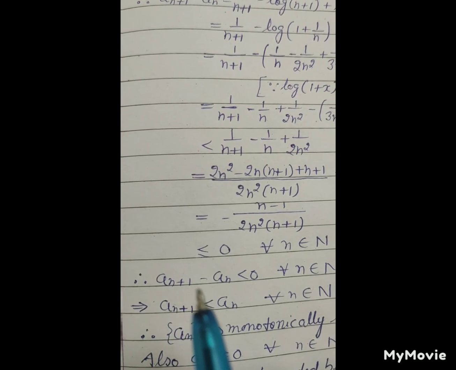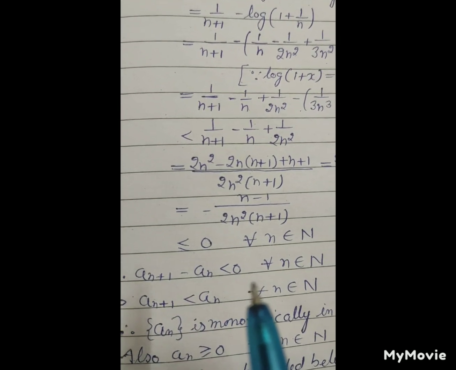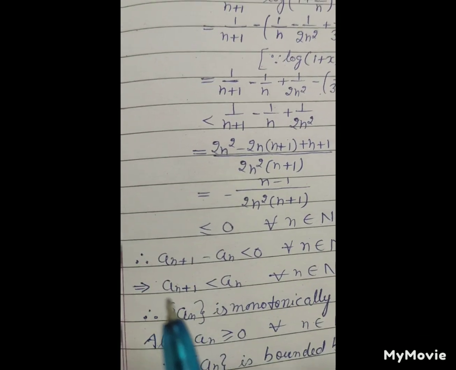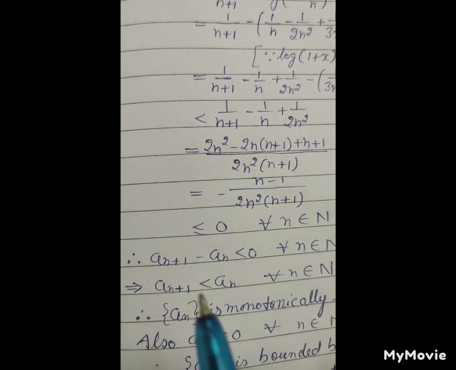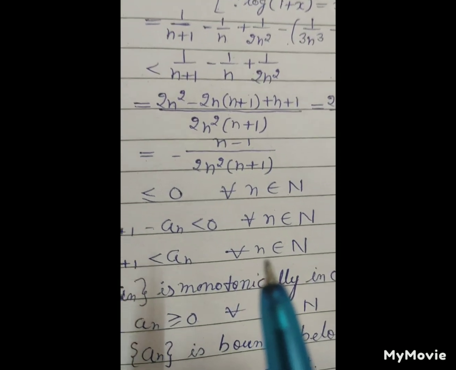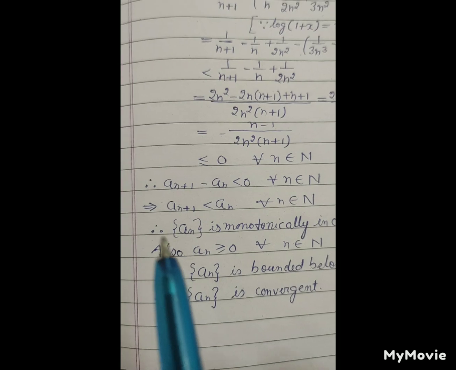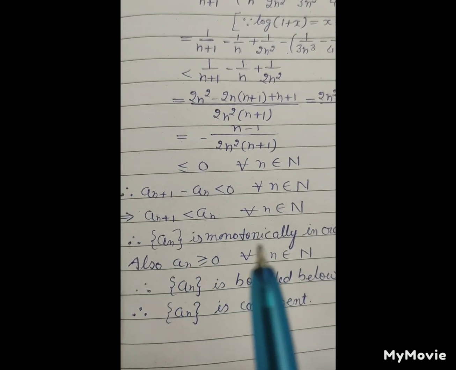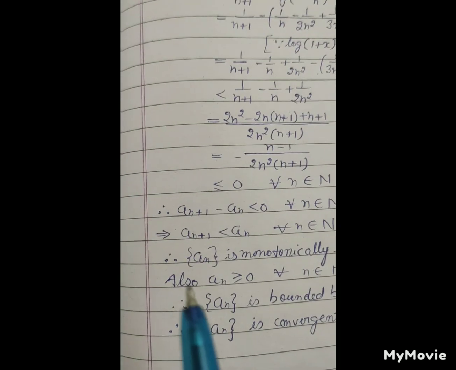So a_(n+1) minus a_n is less than 0 for all values of n, which implies a_(n+1) is less than a_n for all values of n belonging to N. So sequence a_n is monotonically decreasing.